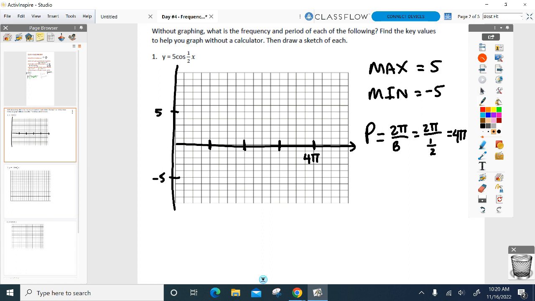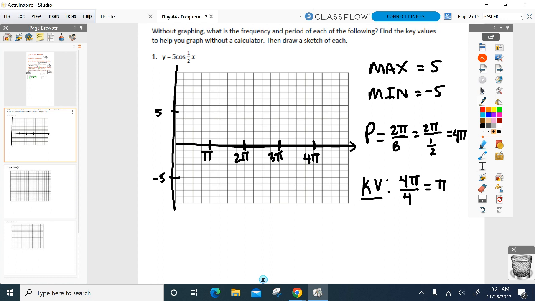How do you figure out where it starts and what it's going to go by? That's called your key value or key values. You take the period and do what? Divide it up into parts of 4. So 4 pi over 4, pi. So it's going to start at pi, and every tick mark I'm going to add a pi. Next one, 2 pi, 3 pi, and it should work out every time that when you add it for a final time, you should get the period.